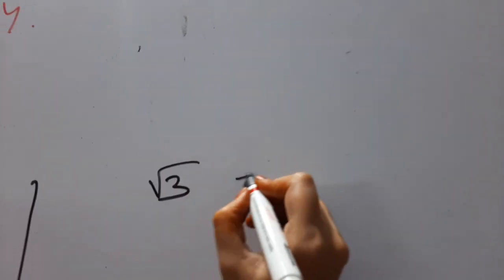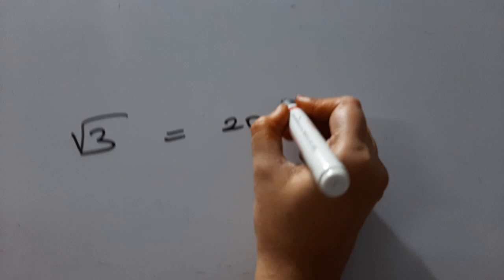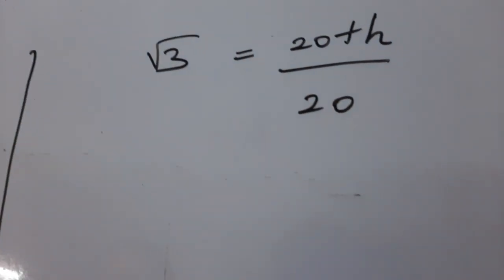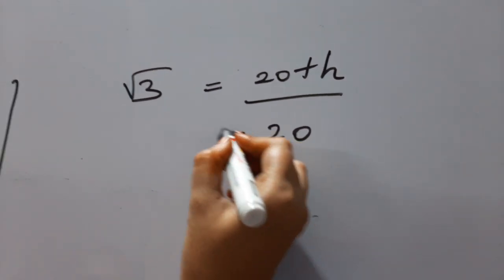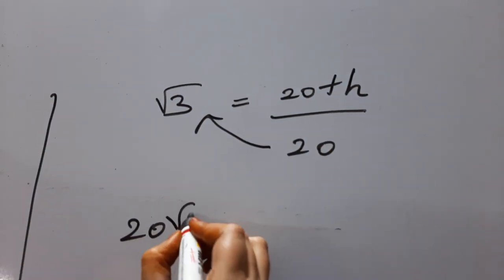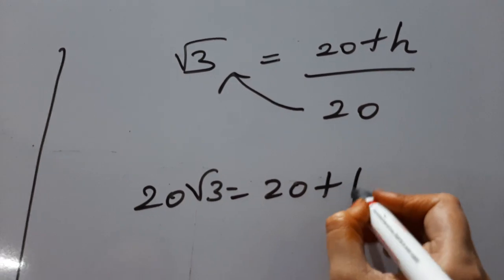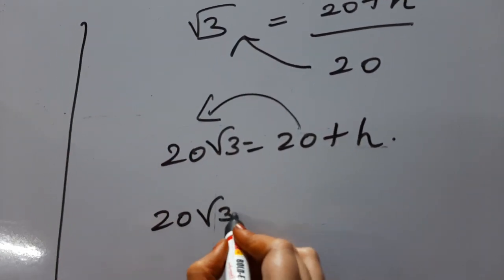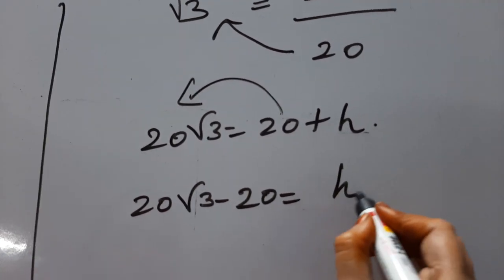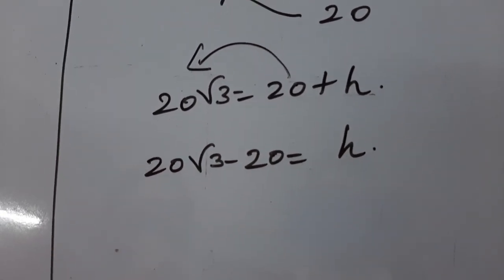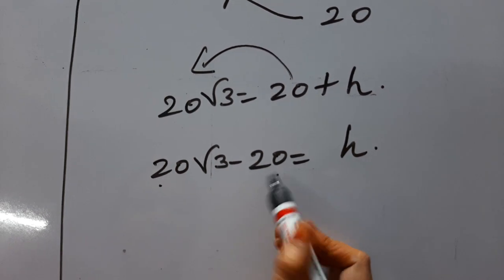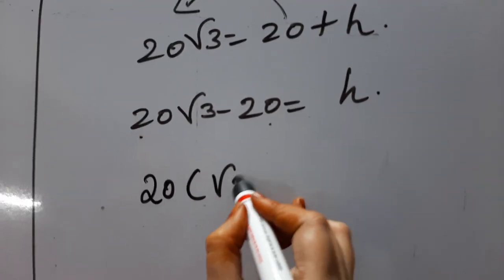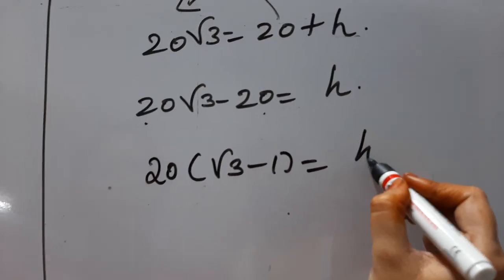Root 3. And what is BD? BD is 20 plus H. And AB we found out in the previous triangle, that is 20. Transpose: 20 root 3 is equal to 20 plus H. Take the numerals to one side. 20 root 3 minus 20 is equal to height. What is H here? The height of the transmission tower. How many terms do we have here? 2. What is the common number in both the terms? 20. Take it out. 20 into root 3 minus 1 is equal to H.